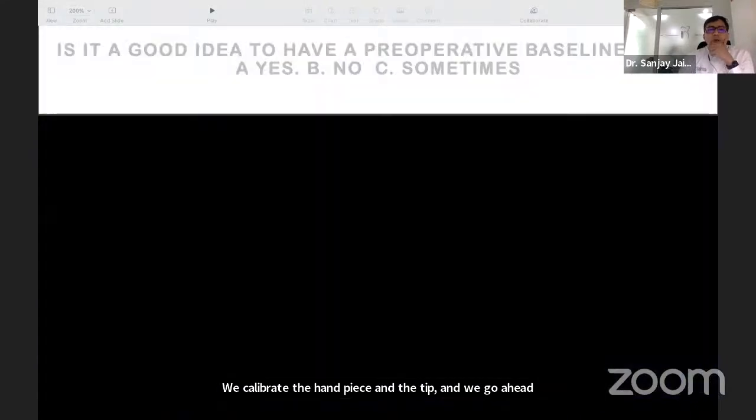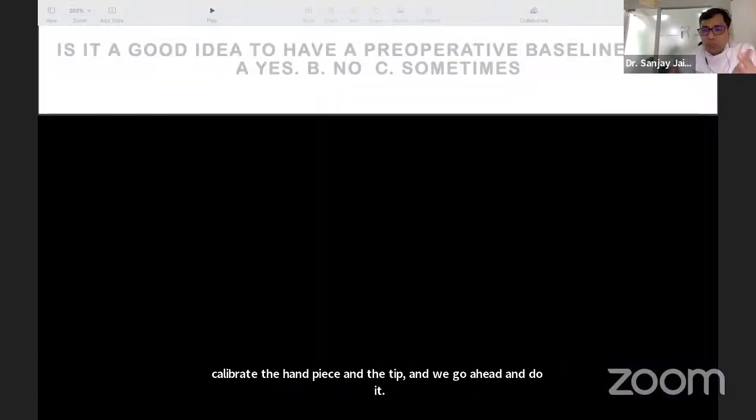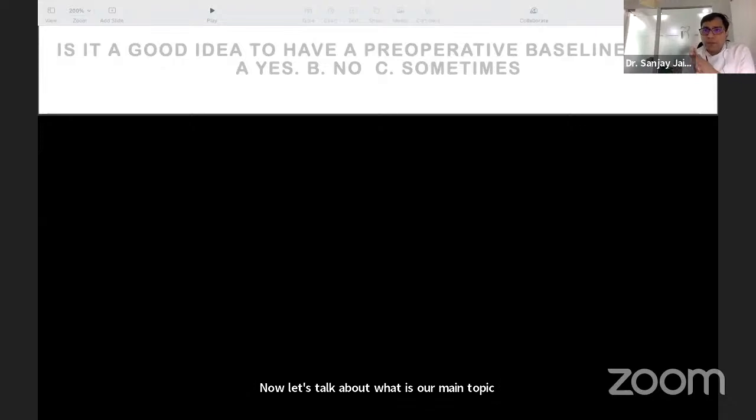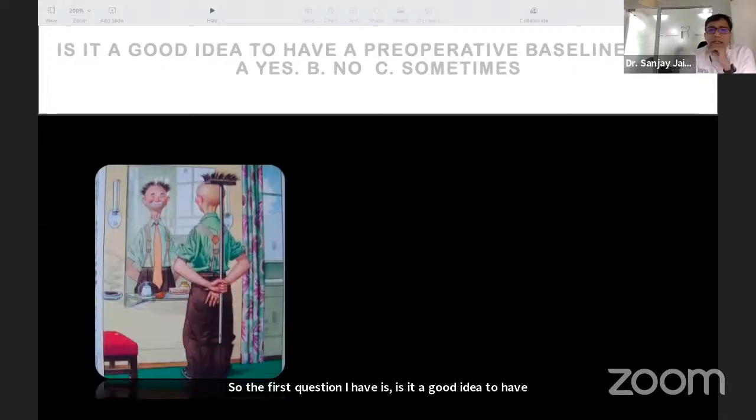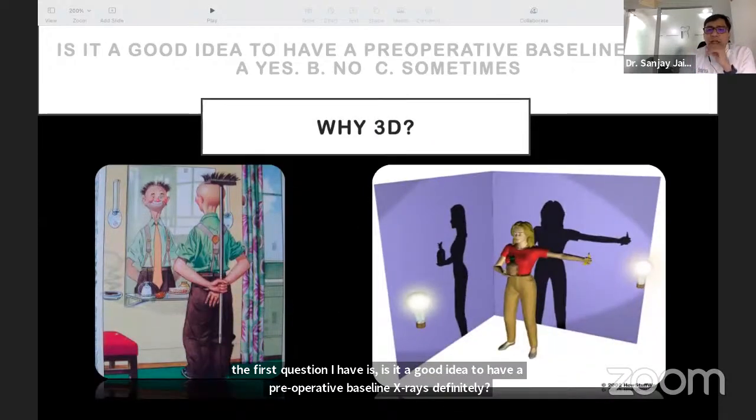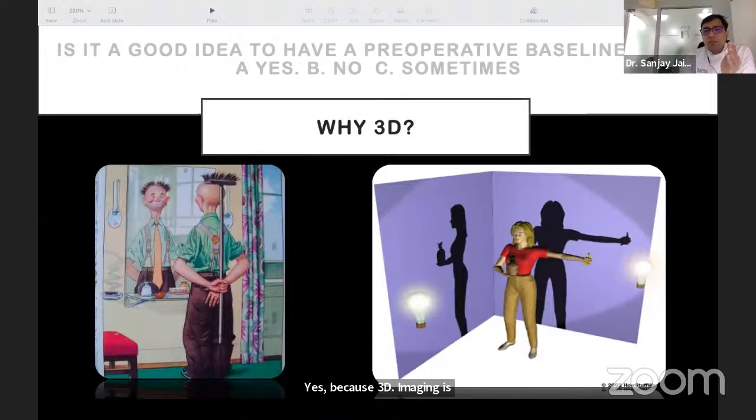Now let's talk about what our main topic today is: the role of radiographs in implantology and how we are achieving precision and predictable dentistry based on these images. So the first question I have is, is it a good idea to have preoperative baseline x-rays? Definitely yes, because 3D imaging is the key for all of us to understand how different the image can be interpreted from 2D to 3D.